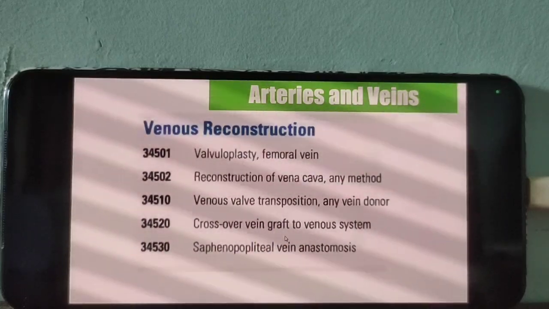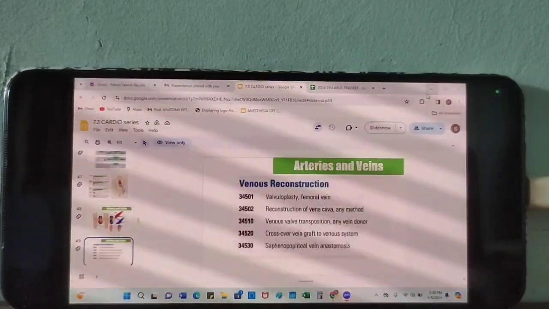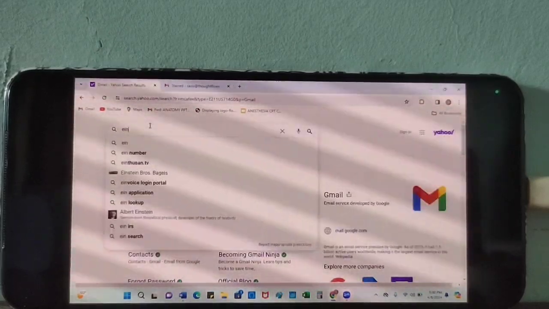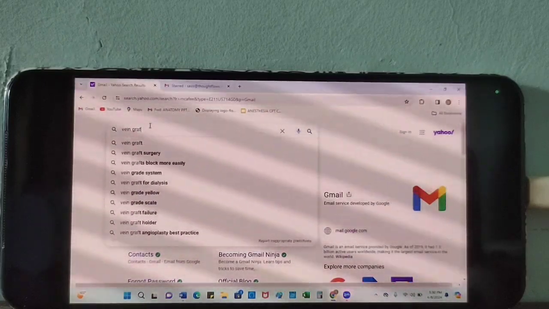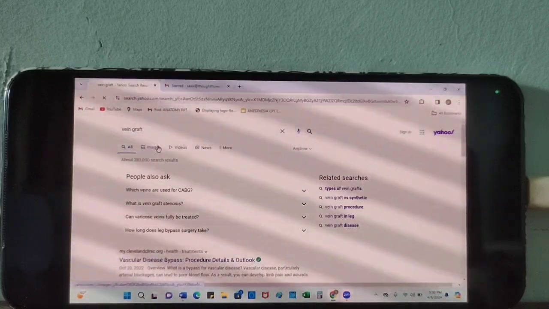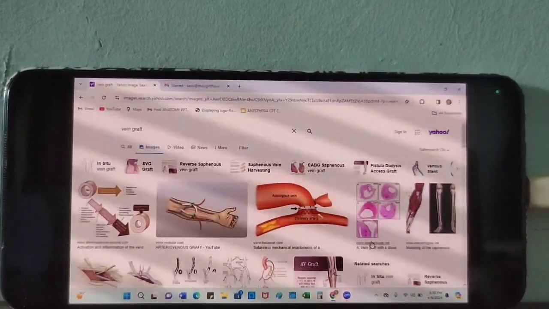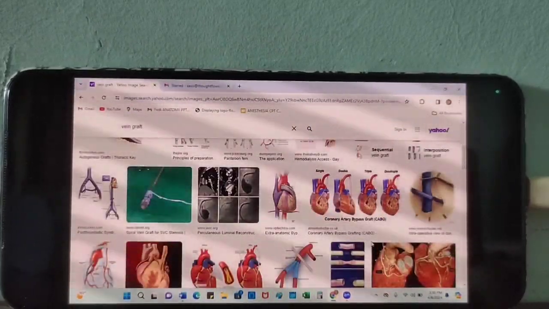One minute. I think everybody knows that grafting. One minute, I'll show you the image. So I think everybody knows that this is a grafting procedure, vein graft. Exact images.